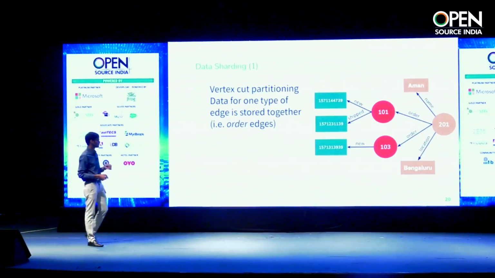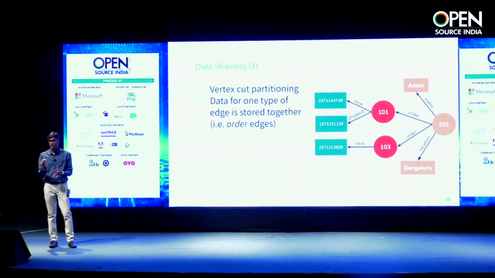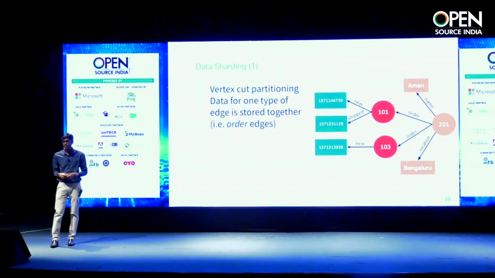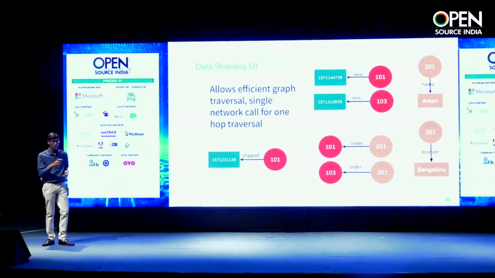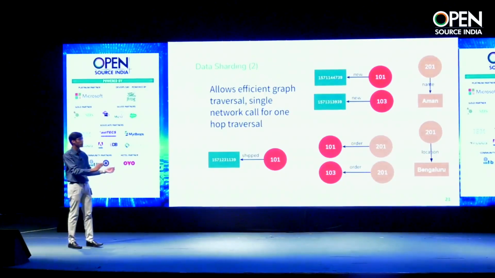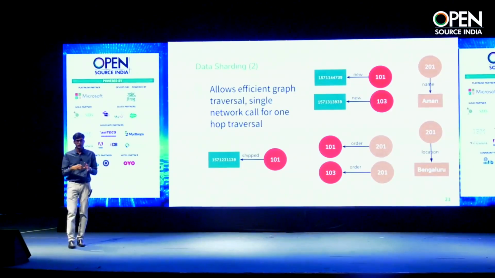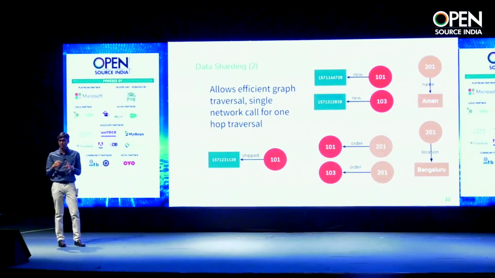So let's look at our example. This is our e-commerce example, right? We have 201, which is a customer ID, and then it has name, location, and different orders. In vertex cut partitioning, we store data for one type of edge together. So all the new edges will be stored together on one node. All the order edges will be stored together on another node or the same node. And then the name edge, there's only one in this small data set, and the location edge and shipped edge, all these edges will be stored together in another node, right? So we have distributed this data using all the edges. We call these edges predicates in Dgraph.